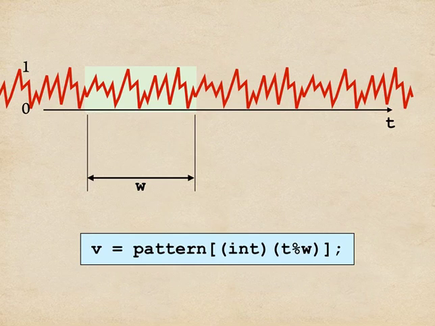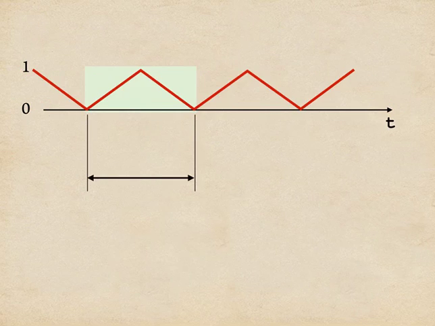I know I'm going through this fairly quickly, but these are meant just to be little recipes. If you want to start fooling around with these and exploring them, by all means, go for it. Let's take a look at the triangle next. The triangle pattern just goes from 1 down to 0, back up to 1, nice and smoothly. As before, it has a width of w.